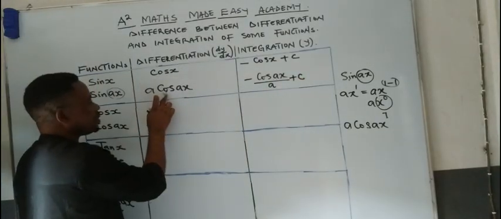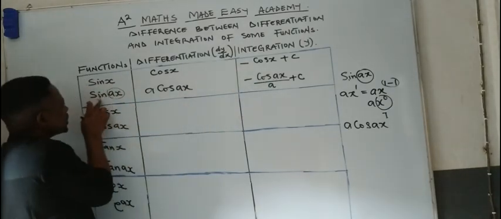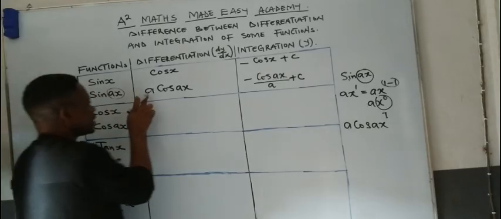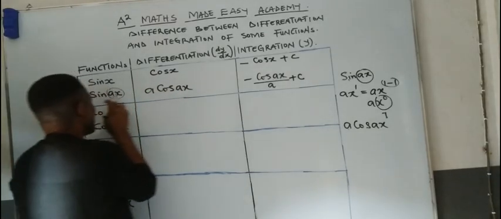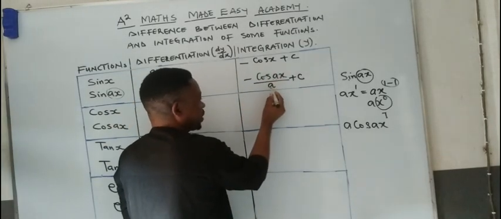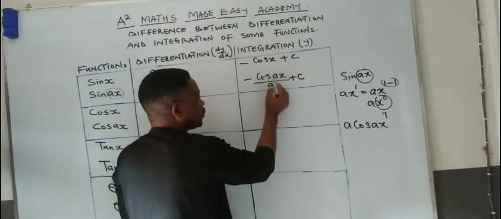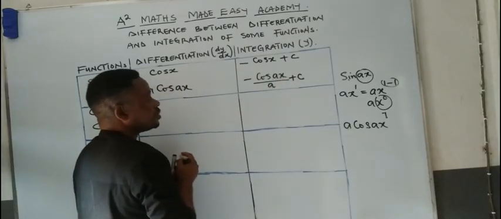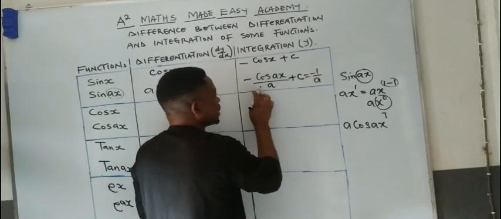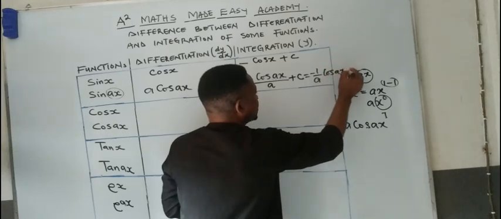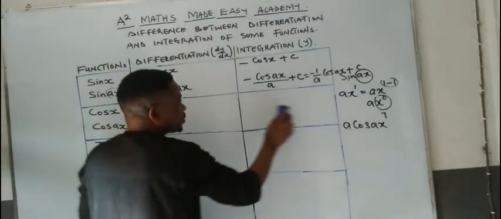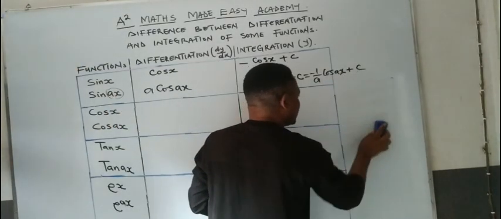Can you see the difference between differentiation and integration under sine ax? So if you are asked to differentiate sine ax, the answer is a cos ax. If you are asked to integrate sine ax, the answer is minus cos ax over this particular a. It comes about because we differentiated ax to give us a. Another way of writing this, I can say minus 1 over a, followed by cos ax plus c. It is still the same thing. So I am done with this. Can we now move to the next one?